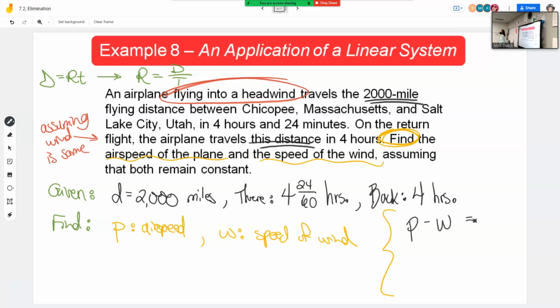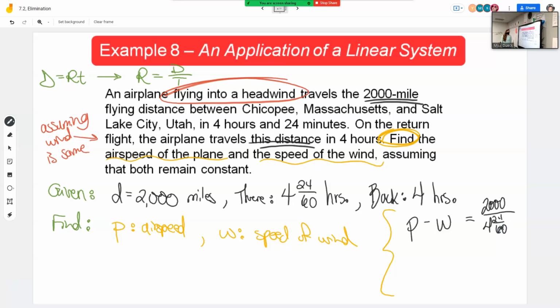Just being super basic here. But we're assuming that they are working directly against each other, like with vectors. If one's pushing this way, the velocity of the plane, and one is pushing that way, subtraction would tell me the overall result. The overall result is they got those 2,000 miles in 4 and 24/60ths of an hour. That was the result.